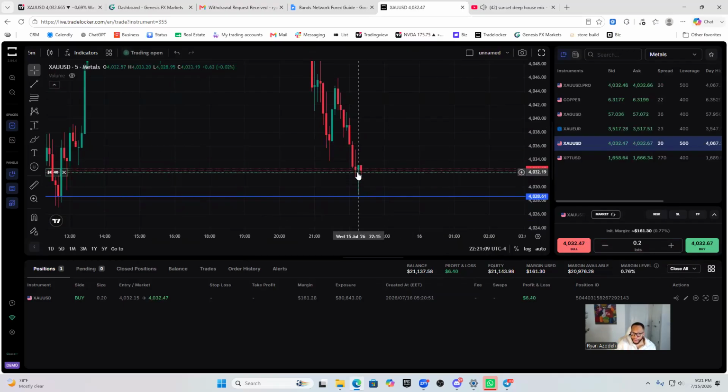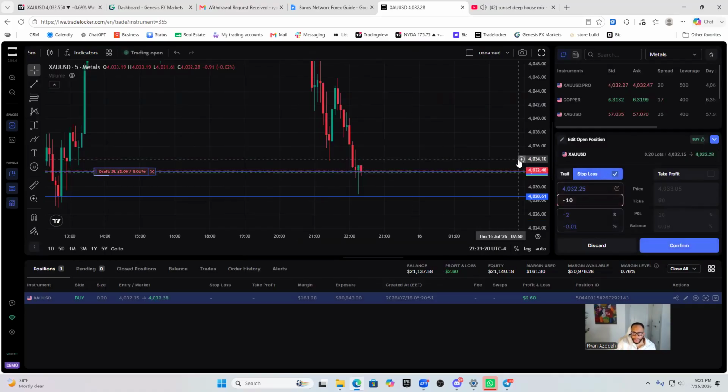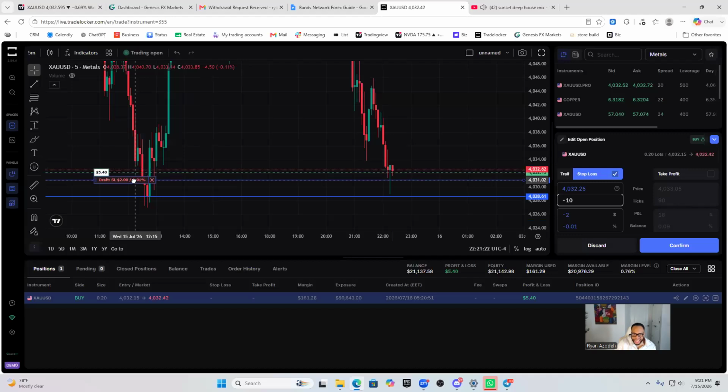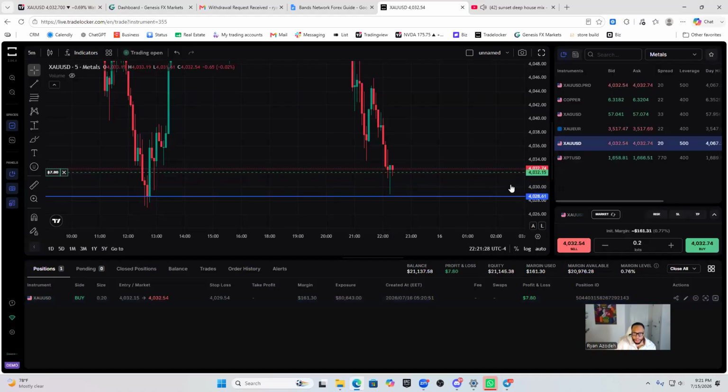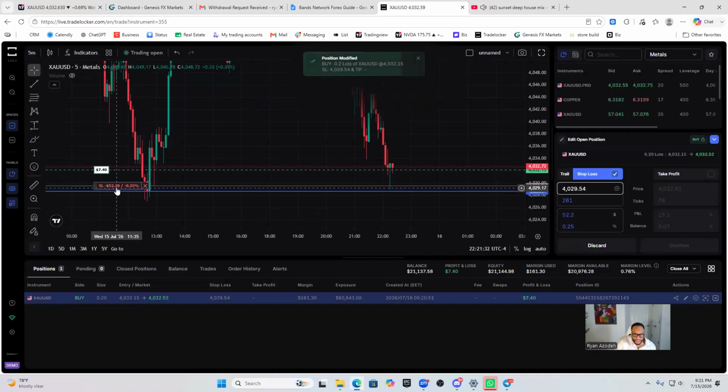So let's say I took a buy right here, right? I'm going to click on this button right there, and I have stop loss or take profit. So I'm clicking stop loss right there. And I'm going to bring my stop loss to a key level, just for example. I'll put my stop loss right here, press confirm. So I can see right here, if I were to take my stop loss, I would lose 52 bucks.